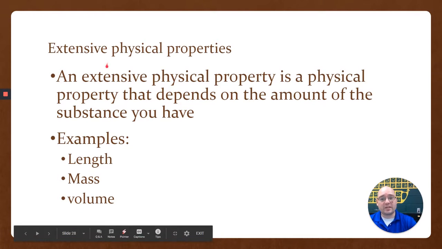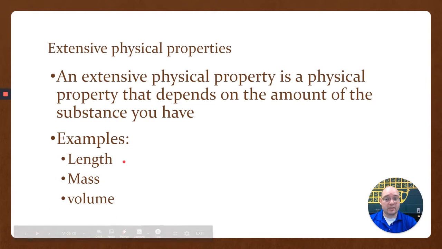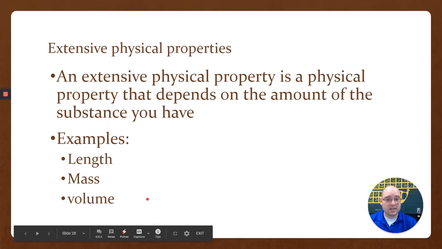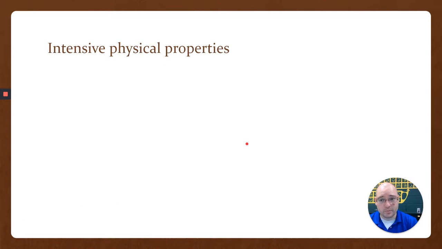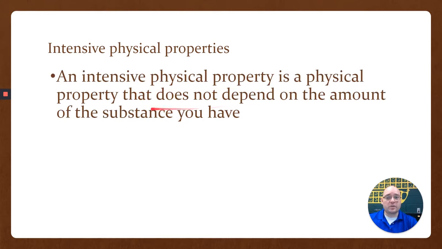So you can think of extensive properties as things that have numbers attached to them. Like length, like 36 centimeters. Mass, 58 grams. Volume, 600 milliliters. If I have a number attached to the property, then it is an extensive physical property. Intensive physical properties are physical properties that do not depend on the amount of substance you have.